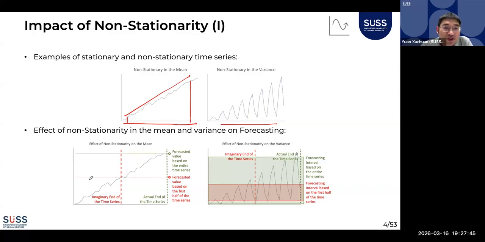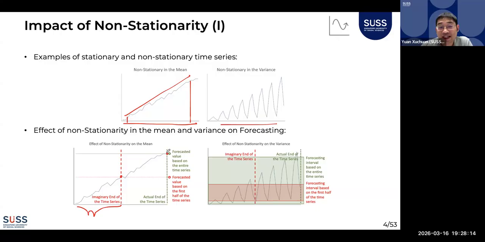Now suppose we don't have this stationarity requirement. If you use, for example, half of the data points to do the forecasting, so you are standing here and you use the previous data to do the forecasting, then you can see definitely your forecast will not be as good as if you used the whole data set.